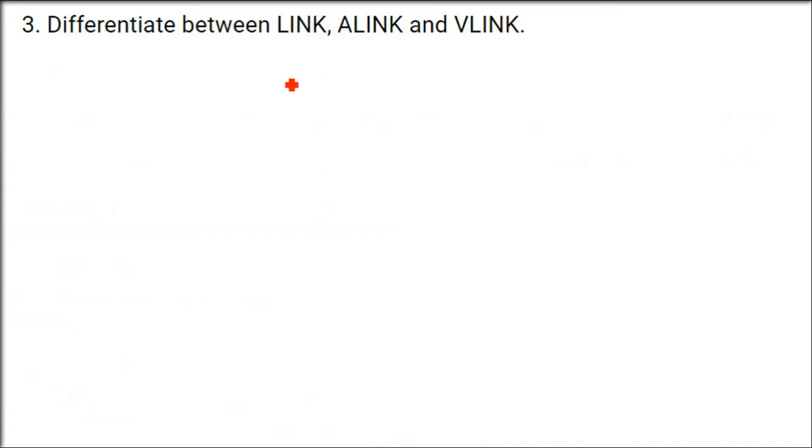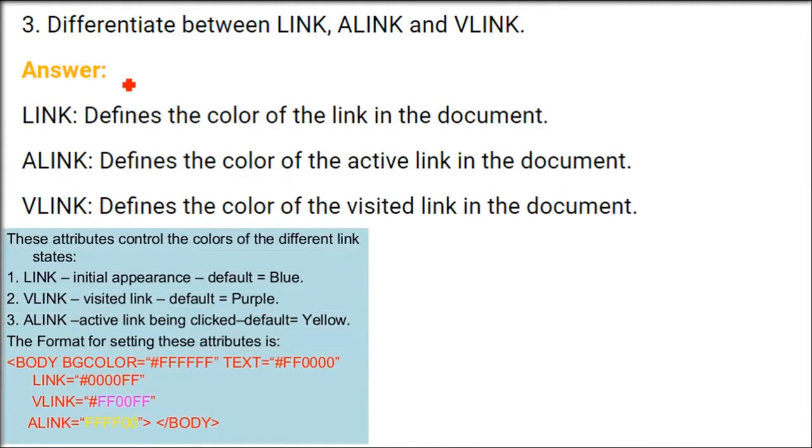Differentiate between link, A link and V link. So link, these are basically colors. Colors to specify in which situation these links are. And links are what? When you click, it will take you to another page. These are basically hyperlinks. So when you click on A, it will take you to some other page, B some other page, C some other page.